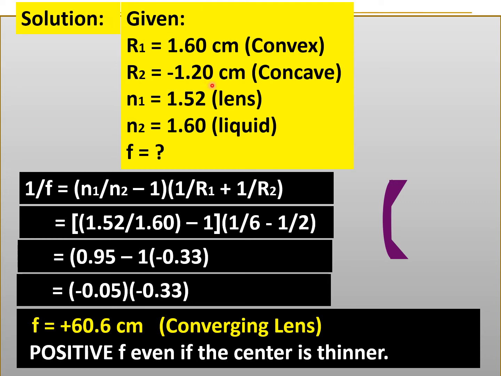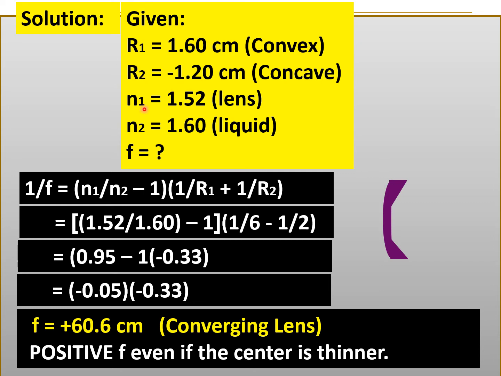All right, so our solution is first we identify the given data for the two radii. We just assign these following the condition in the question. So for our radius number 1, we have 1.60 centimeters, and this is the convex surface. That's why it's positive. For the other surface, which is a concave surface, we will assign a much lower value for the radius, but since it's concave, we will assign a negative radius.